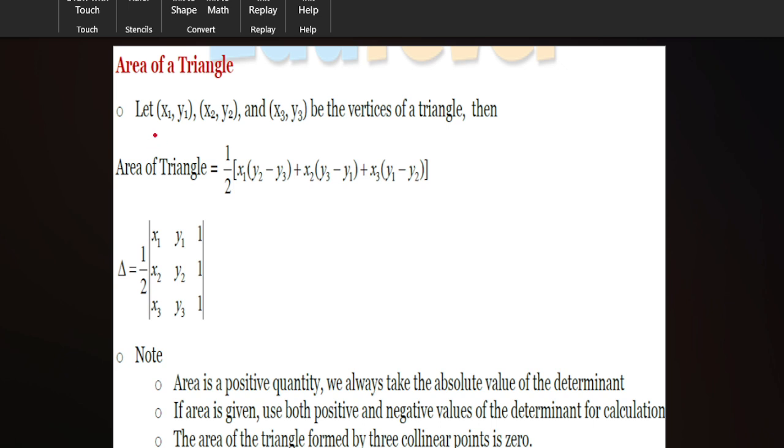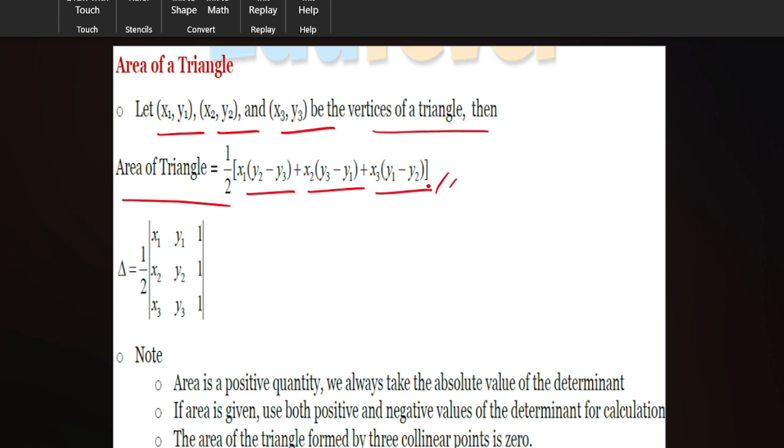If you know the vertices of a triangle, you can find the area of a triangle. How? Suppose (x1, y1), (x2, y2), (x3, y3) are the vertices of a triangle. Then the area of the triangle is half of x1(y2 minus y3) plus x2(y3 minus y1) plus x3(y1 minus y2). Now, this formula we got in which class? Can you remember? In class 10, isn't it?